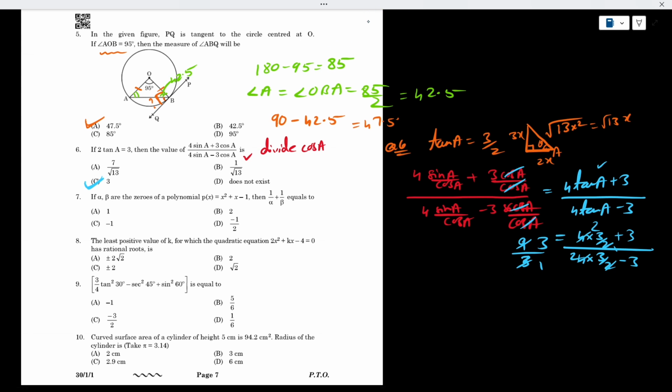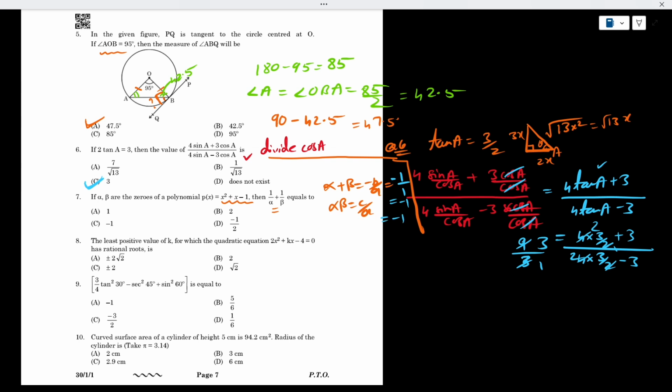What is given here? Alpha and beta are two zeros, and this is the polynomial x square plus x minus 1. We need to get the value of this. Now here this is from the polynomial. What is the rule you remember here? Alpha plus beta is always minus b by a, right? And alpha beta is c by a. So if I take minus b by a, what will be the value here? It will be minus 1, because the coefficient of x is 1. It's going to be minus 1 by 1, which is minus 1. And c by a is nothing but minus 1 by 1, that is also minus 1.